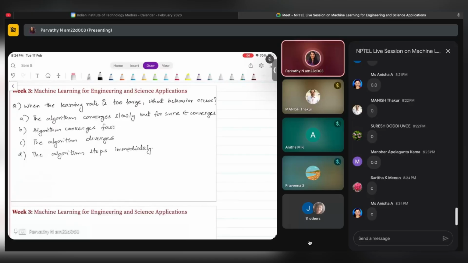So when the learning rate is too large, what can happen? Whether the algorithm will converge slow, fast, or diverge. Yeah, so the algorithm will diverge.